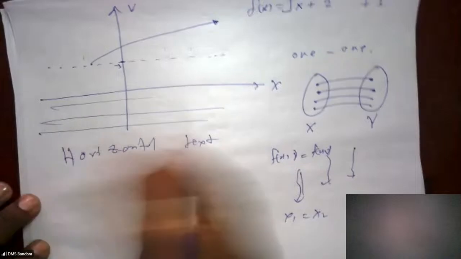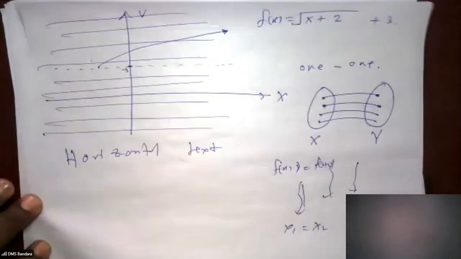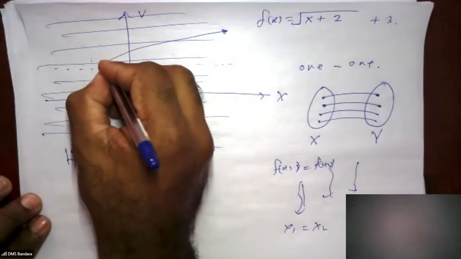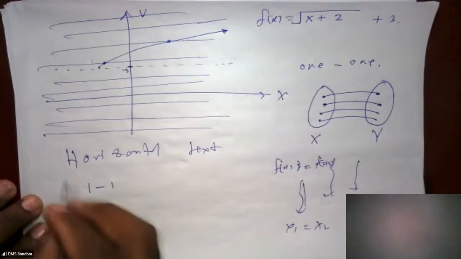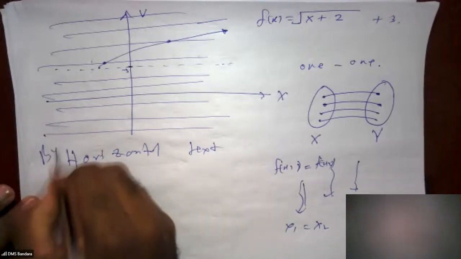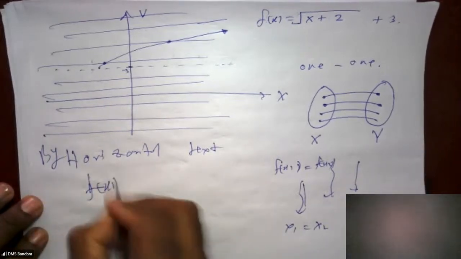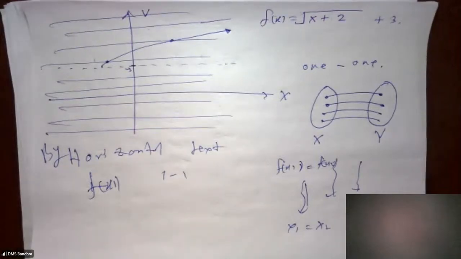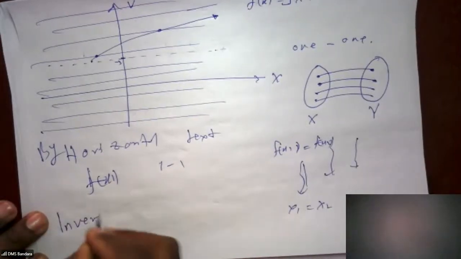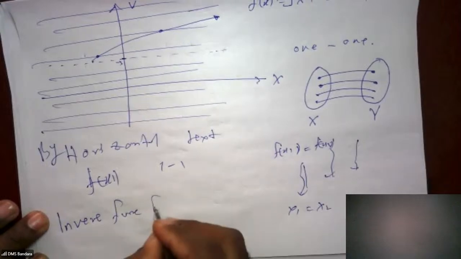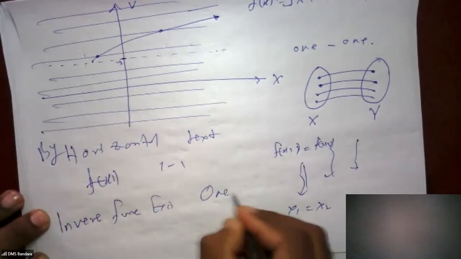Draw a horizontal line. If the function crosses the horizontal line at only one point, we call it one-to-one. By the horizontal test, we can say the function is one-to-one. If so, if yes, what about the inverse function? The inverse function exists only for one-to-one functions.